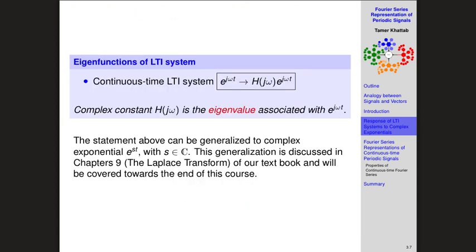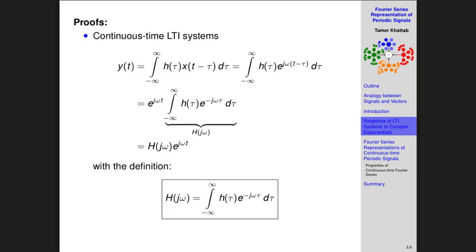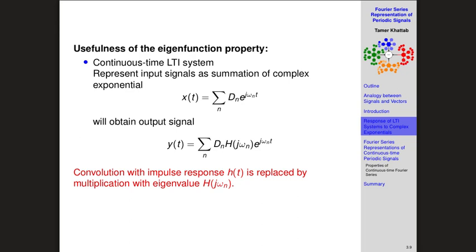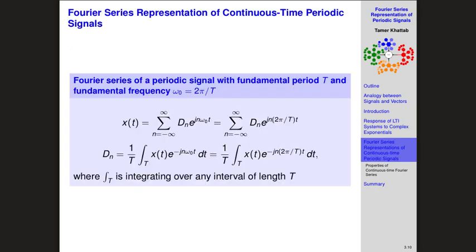This shows, again, this eigen property with some derivation for it, and the usefulness that I mentioned a minute ago, that you can represent your input in terms of its Fourier series, and then you get the output calculated.